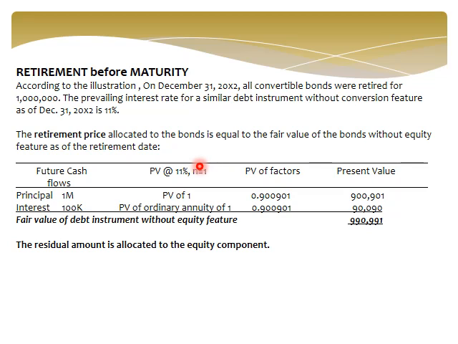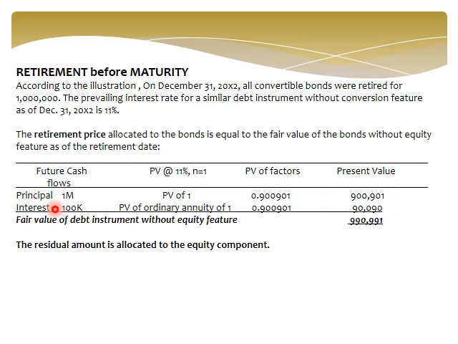And the effective interest rate upon the retirement date is 11%. So, yun dapat yung gamitin natin. So, yung 1 million, ma-receive pa rin ni bondholder, babayaran pa rin ni bond issuer. So, PV of 1, 0.900901. So, we have present value of 900,901.